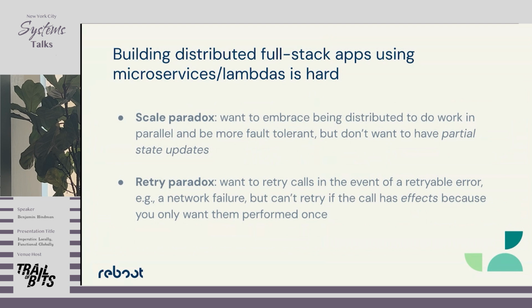The first one is what I call the scale paradox, which is that when we're thinking about building modern cloud native apps, we really want to embrace being distributed so that we can do work in parallel and be more fault tolerant, but we don't want partial state updates. I'm going to talk in more detail about exactly what I mean in just a second.